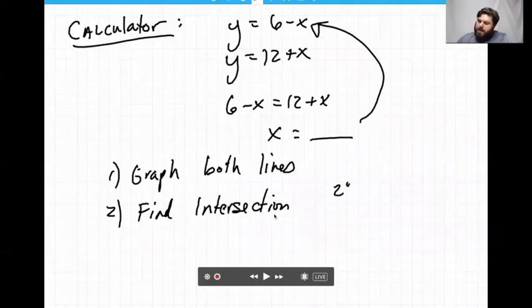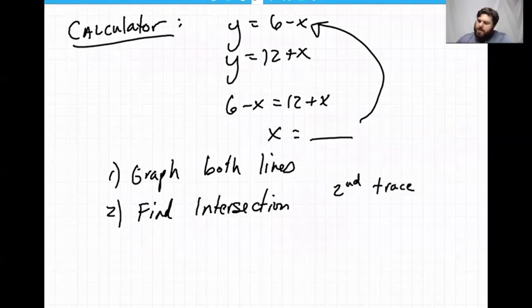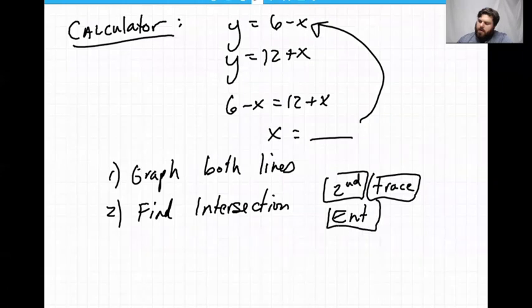So second, calculate. Number 5, enter, enter, enter. Let's write that on here. Second, trace, and then enter, enter, enter. So times 3. You want to do that 3 times. Okay.